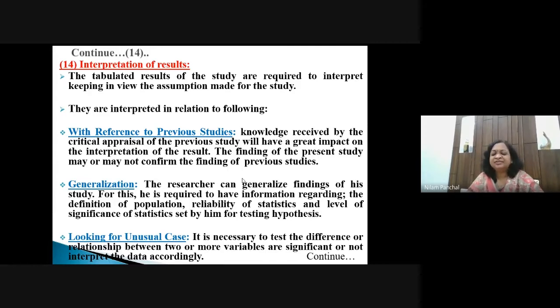Right. Secondly, generalization. Many times people generalize. So the researcher can generalize the findings of his study, but he is required to have information regarding the definition of the population, reliability of the statistics, and the level of significance of the statistics set by him for testing the hypothesis. Looking for unusual cases, it is necessary to test whether the difference or the relationship between two or more variables is significant or not significant to interpret the data.